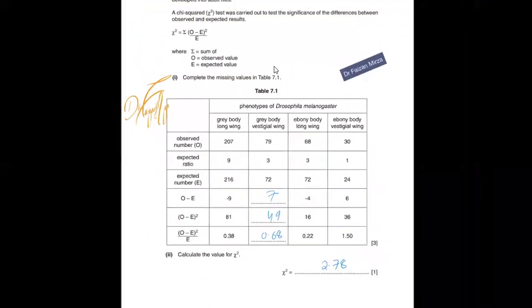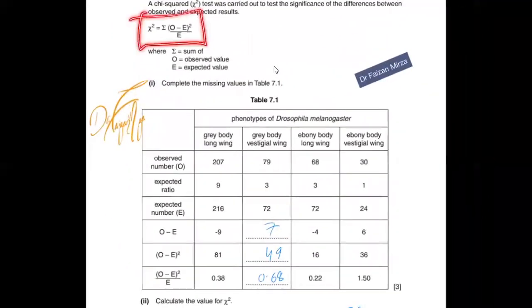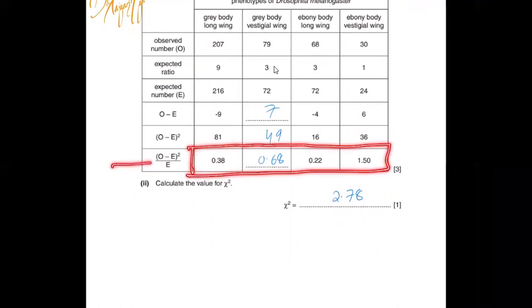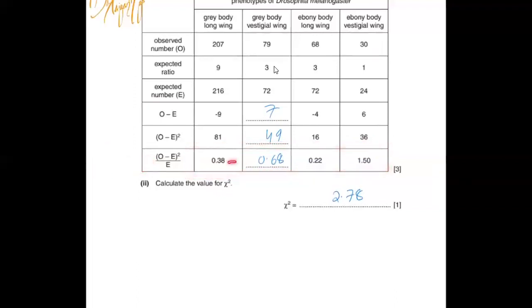Finally, the chi-square test. In the chi-square test, we take the sum of (O minus E) squared upon E. I need to take the sum of this entire row, because this row represents (O minus E) squared over E. I need to calculate the summation of this. If I add all these values together in the last column, my answer comes out to be 2.78.